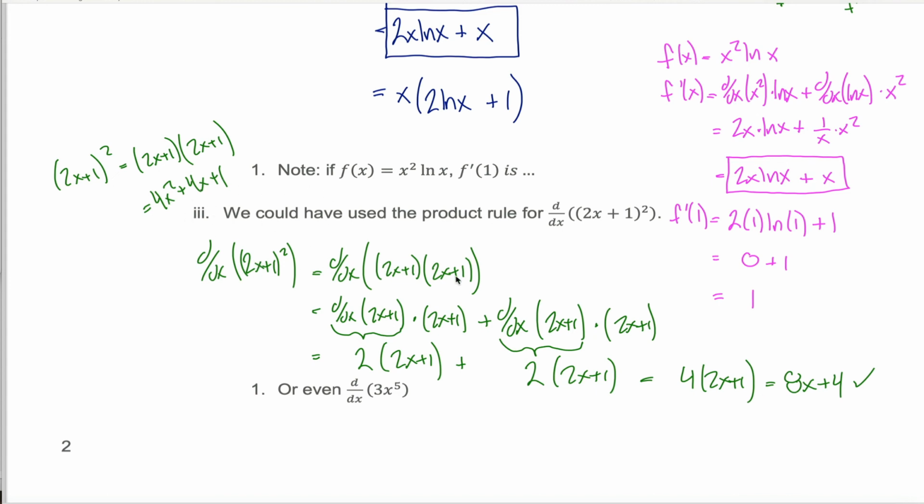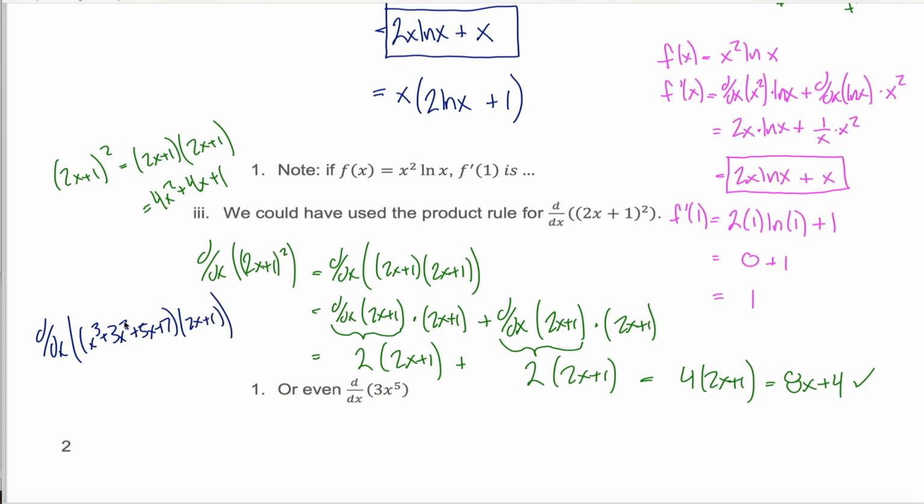You could argue that that didn't save us a whole lot of time. It was almost just as easy in this specific example to expand the polynomials. Yeah, it was, but what if instead of 2x plus 1 times 2x plus 1, somebody asked you to figure out the derivative of x cubed plus 3x squared plus 5x plus 7 times 2x plus 1? To expand this out would be a nightmare.